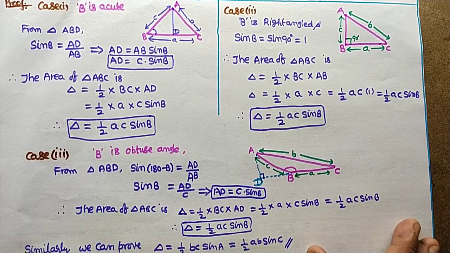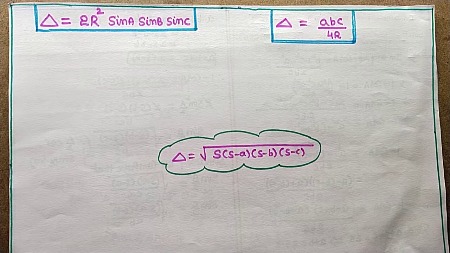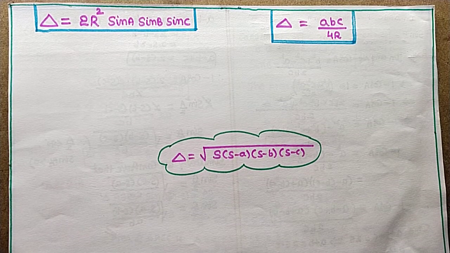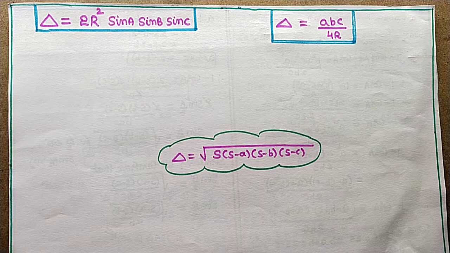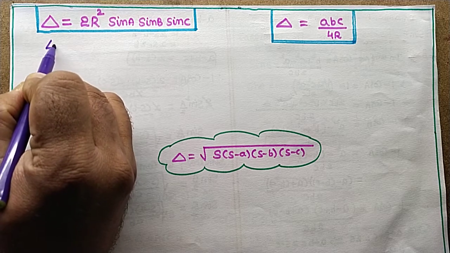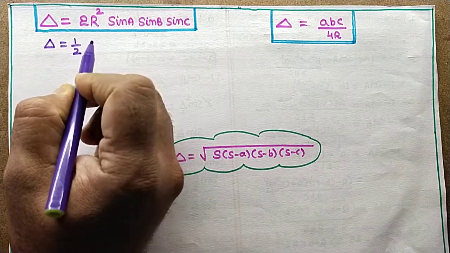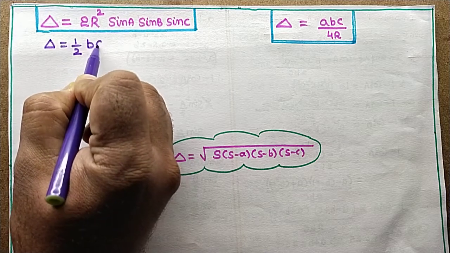This is the way you have to prove the area of triangle by taking the three cases. Here, dear students, we are discussing the area of triangle in three forms. All are equal to the area of triangle only. In different forms of the area of triangle formula, we will discuss now. So first, delta is the area of triangle, which we know is half into bc sin A.